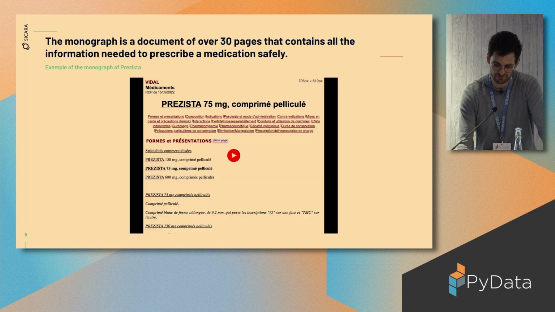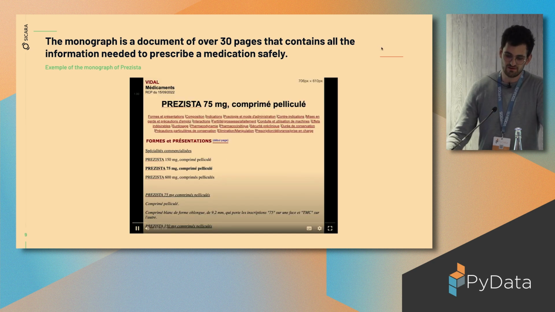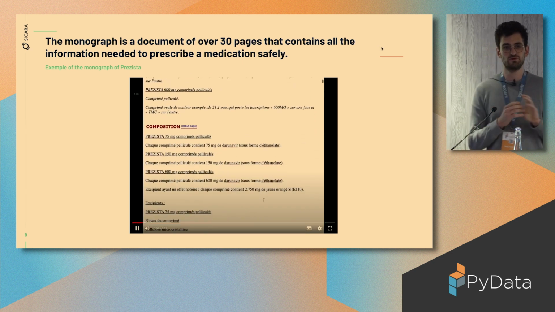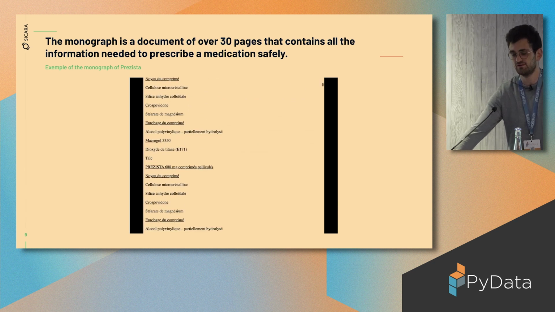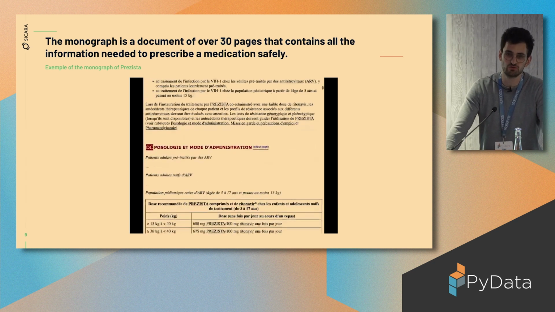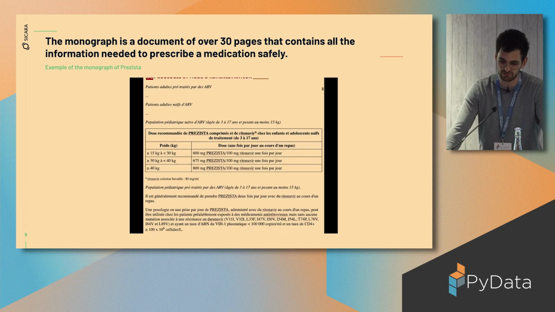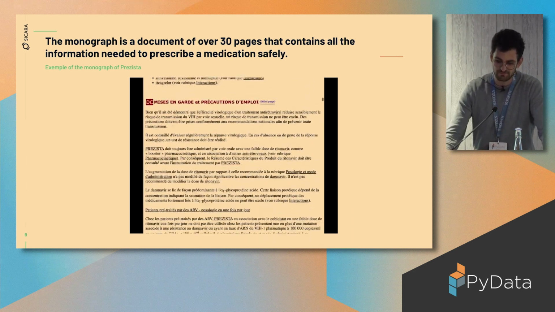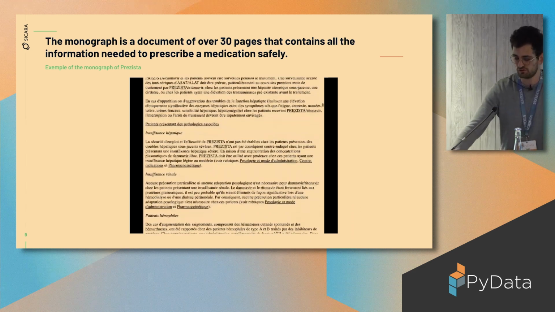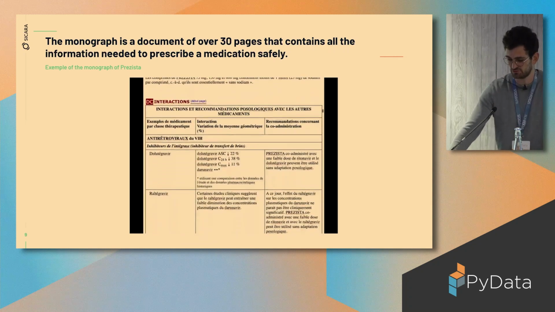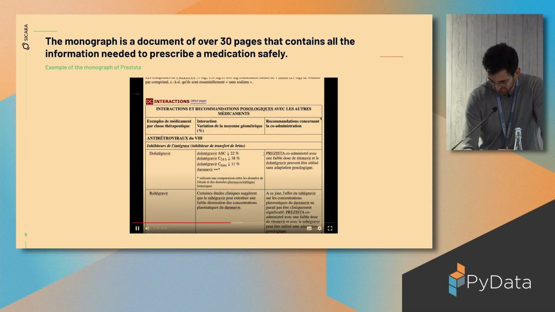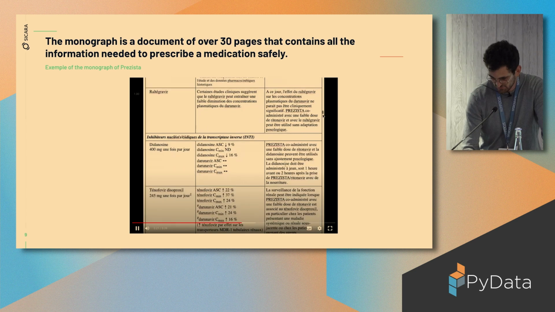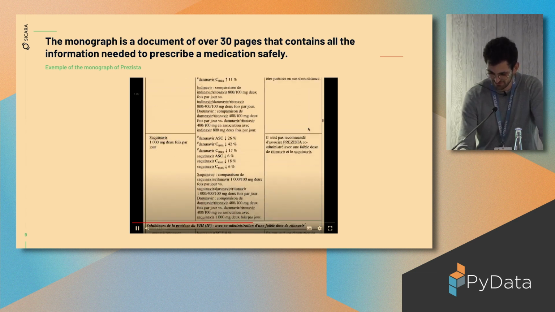So a little bit of theory. The Vidal is composed of monographs. For each drug, there is a monograph, and it can be very long, contains tables, and basically all the information a doctor may need to completely understand the drug. You may see the little slider here when it's moving, so you can see the page is definitely quite long.